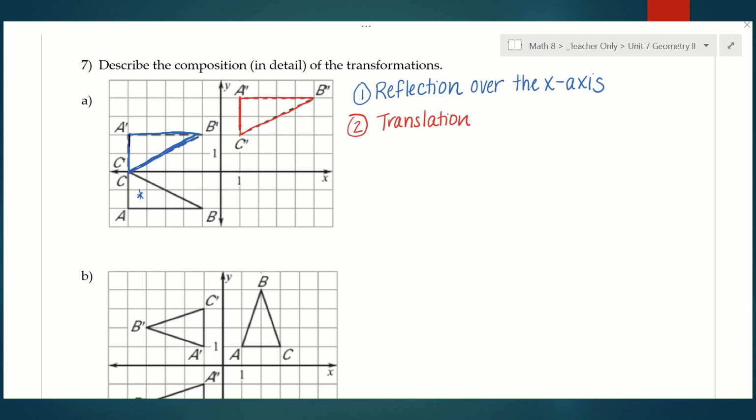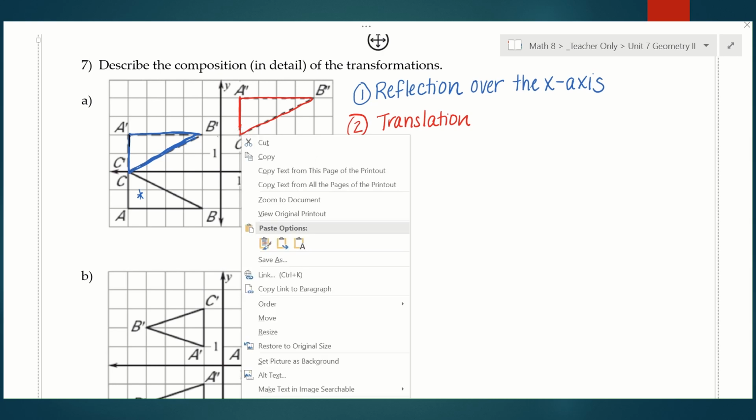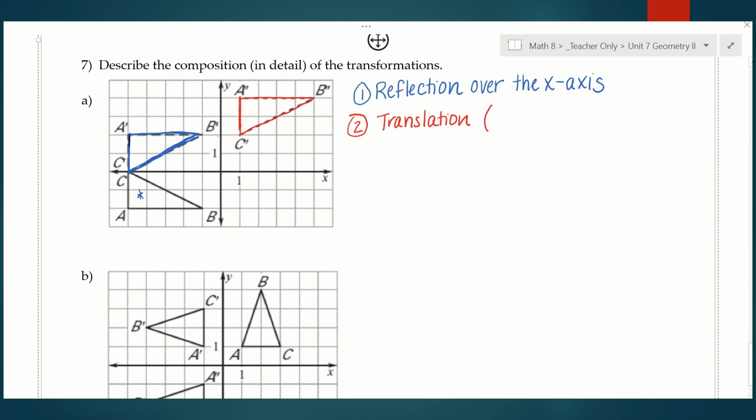With translations, again, you have to give detail on how it was translated. What I would do is pick a point, A for example, and count how far over and how far up A went. If we do that, 1, 2, 3, 4, 5, 6 to the right and up 2. When I write that, because I said 6 to the right, that means I add 6 to x. And if I went up 2, that means I add 2 to y. And that's it. That's reflection and then translation and the rules for each.